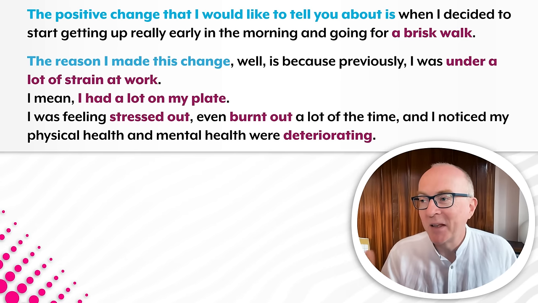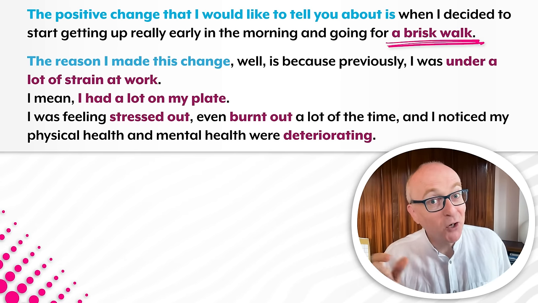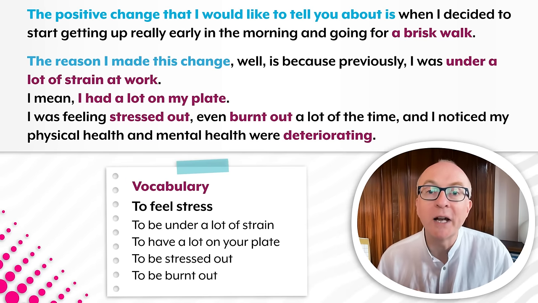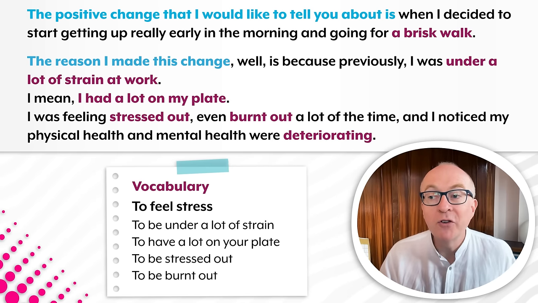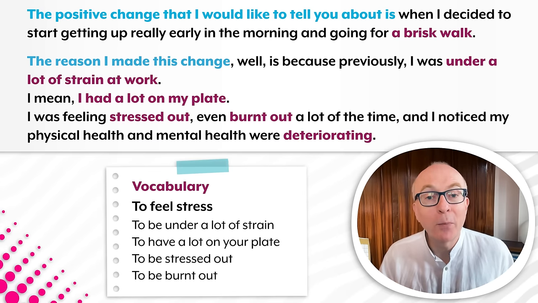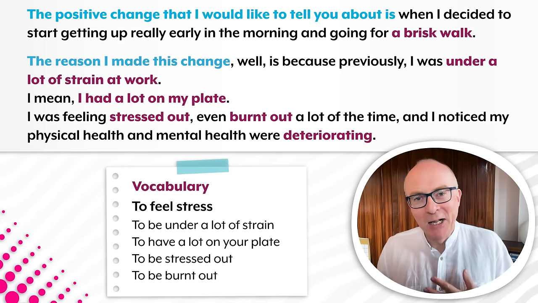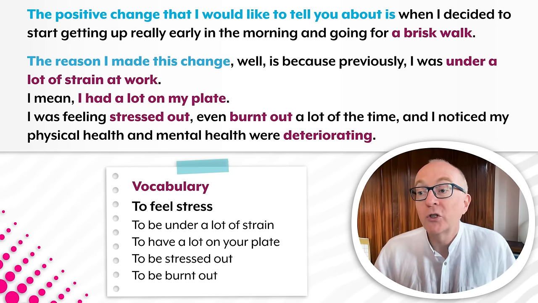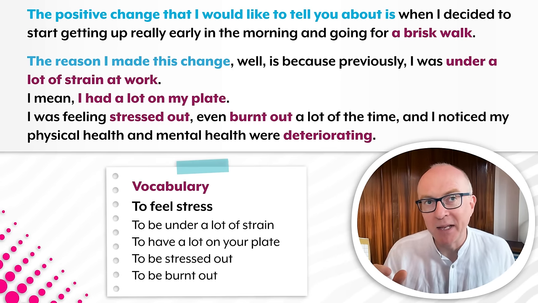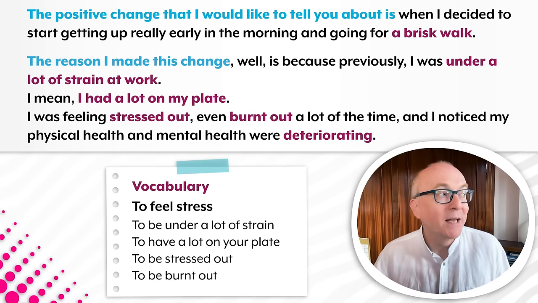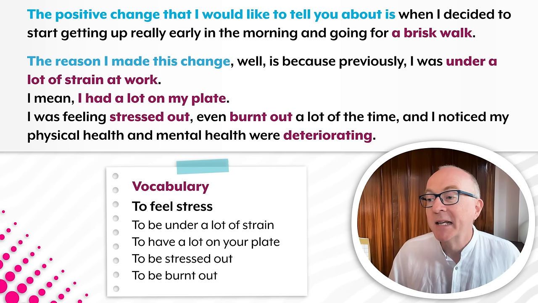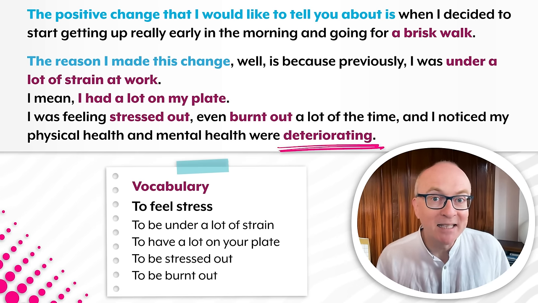Talking about vocabulary, I said a brisk walk, which is a nice collocation, meaning a quick walk. And then lots of phrases meaning to feel stress. I said I was under a lot of strain at work. To have a lot on your plate: I had a lot of activities that made me stressed, or stressed out, burnt out. All of these mean the same. Notice I repeat the same thing two or three times with different words. In speaking, that's fine. You wouldn't do that in writing, but in speaking you can. Finally, deteriorating just means getting worse.